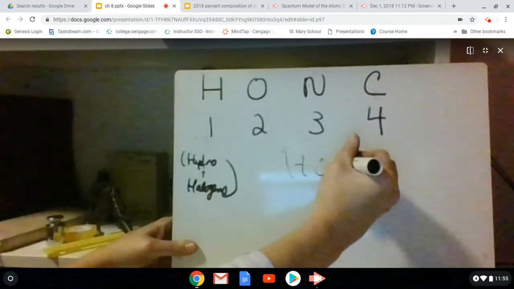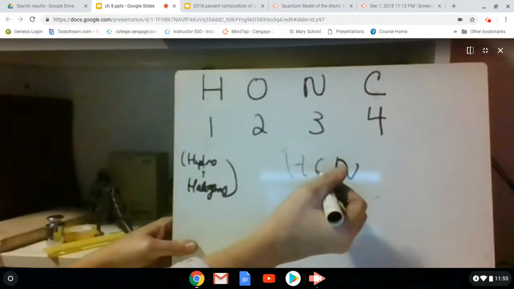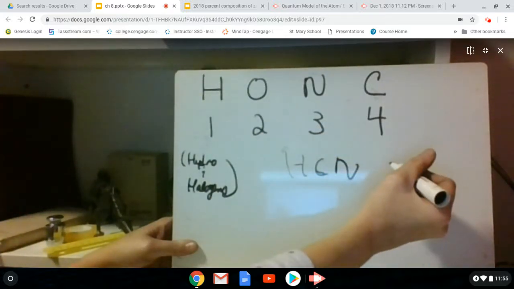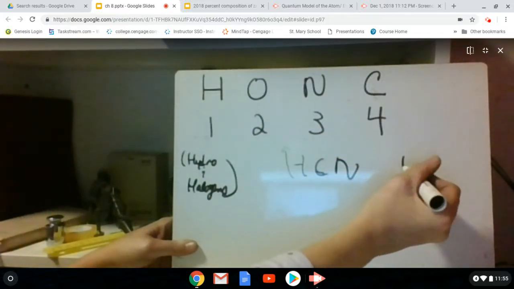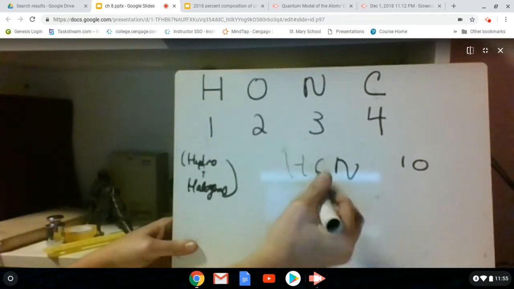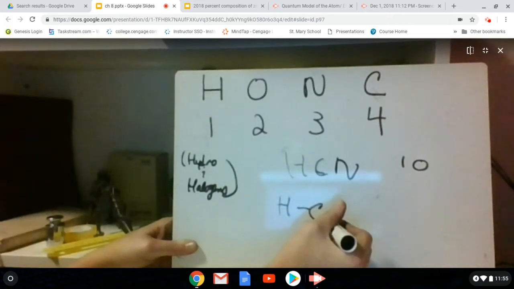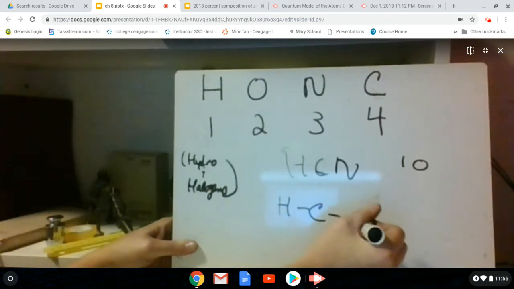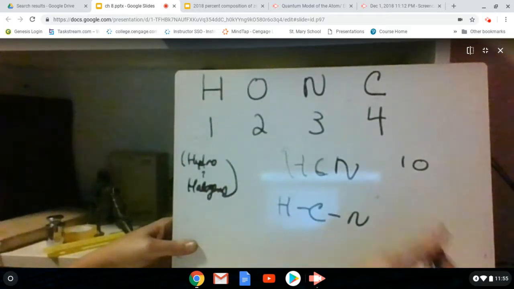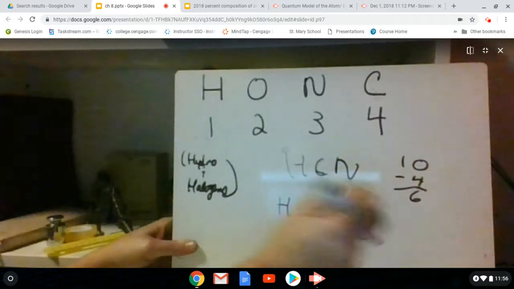HCN. 1 plus 4 plus 5 is 10. And again, look at how it's arranged. So we know that the hydrogen is going to be bonded to the carbon, which is going to be bonded to the nitrogen. So that takes care of 4 electrons right there. That leaves us with 6.